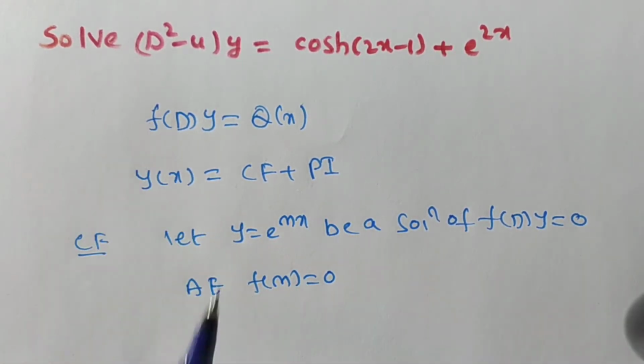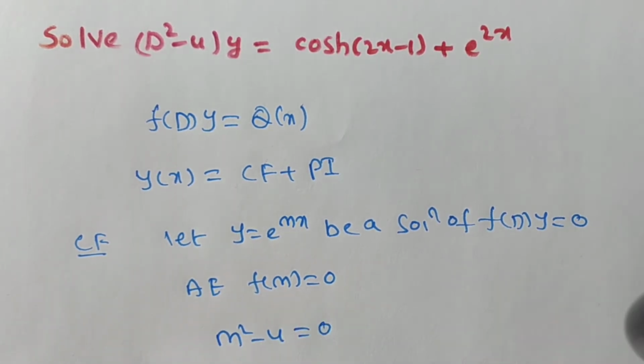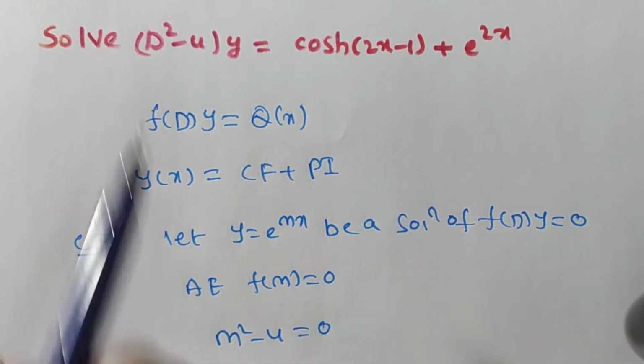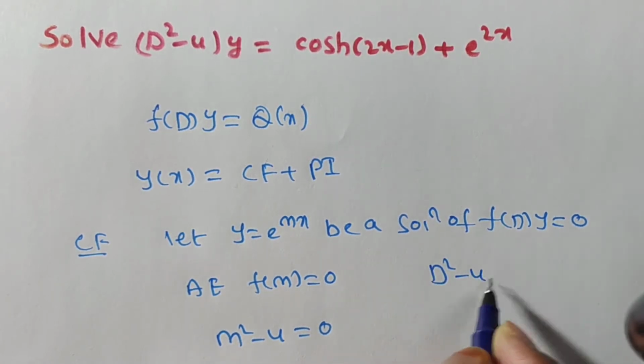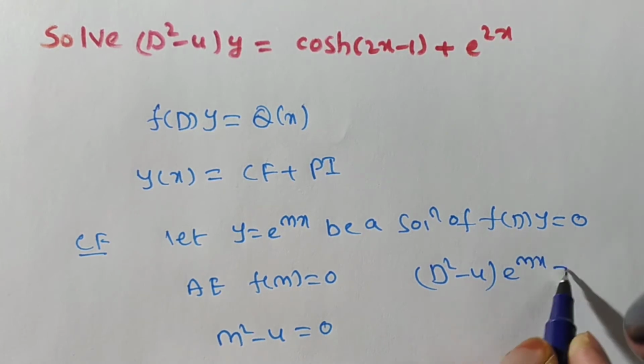Then we will have the auxiliary equation f(m) = 0. So in place of D we replace m. Then m² − 4 = 0 is the auxiliary equation. How you are getting this, I will also prove. You consider f(D)y = 0, nothing but (D² − 4)y, where y is e^(mx), equal to 0.